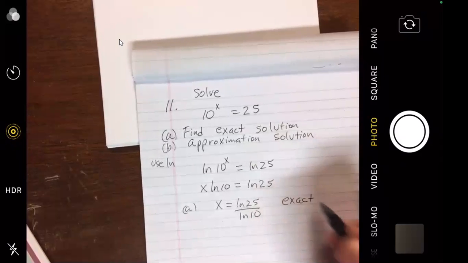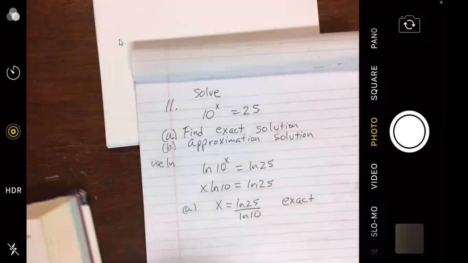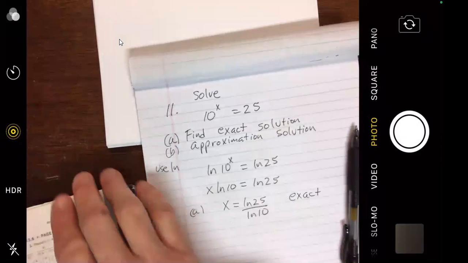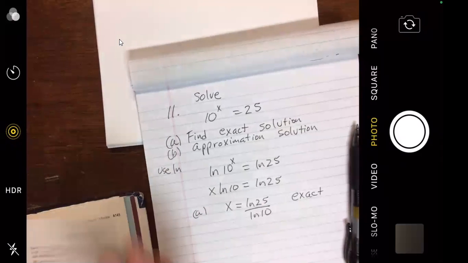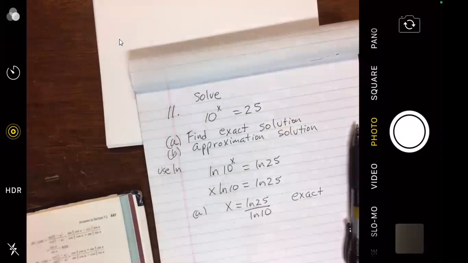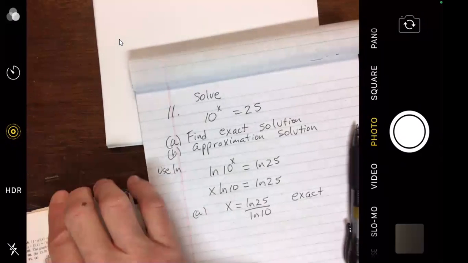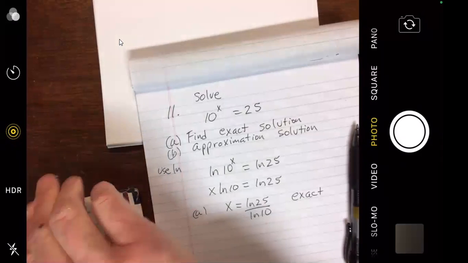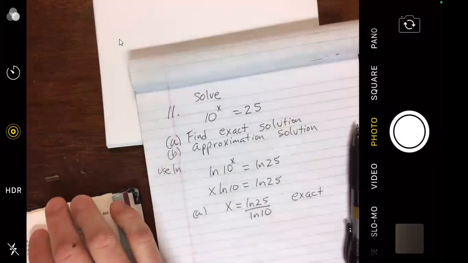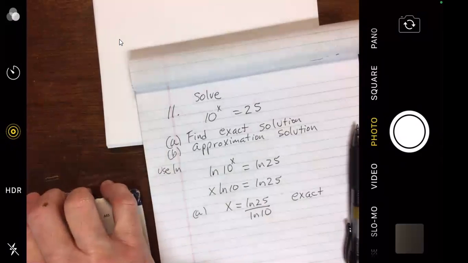Now that may or may not be what the book is using, I use ln, I'm not sure what the book is using, so why don't we look this one up. This is section 4.5, number 11. Okay.